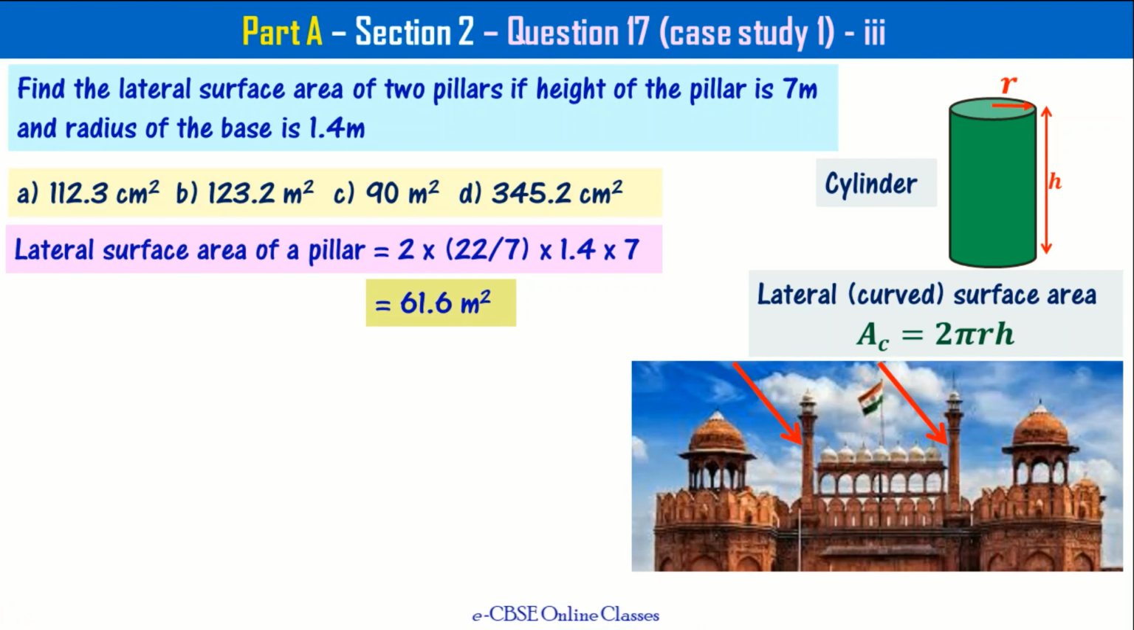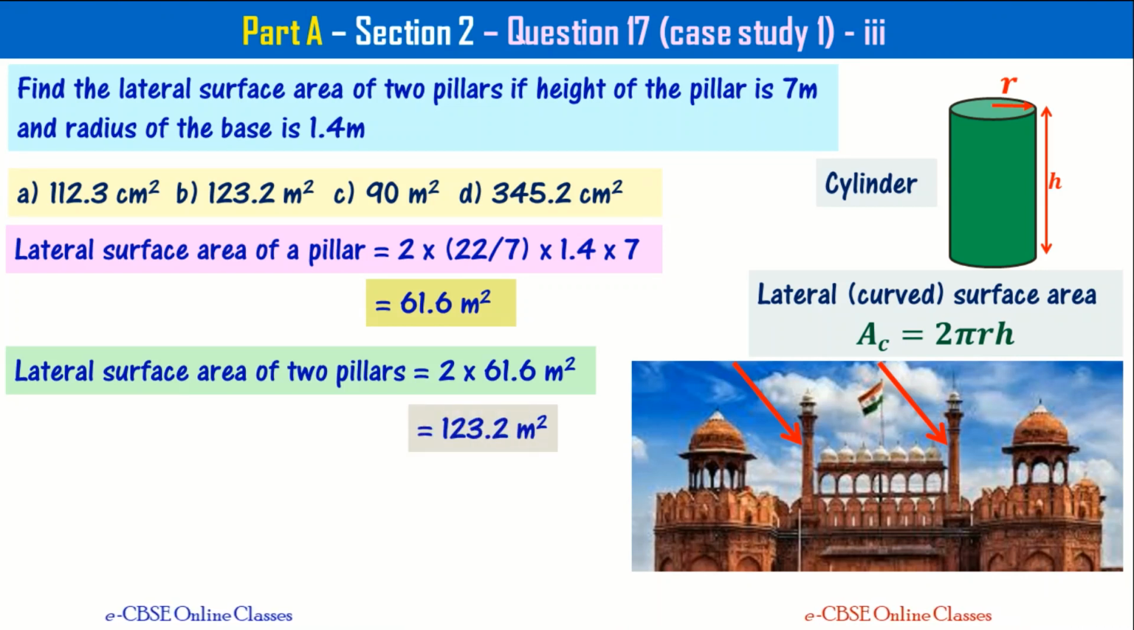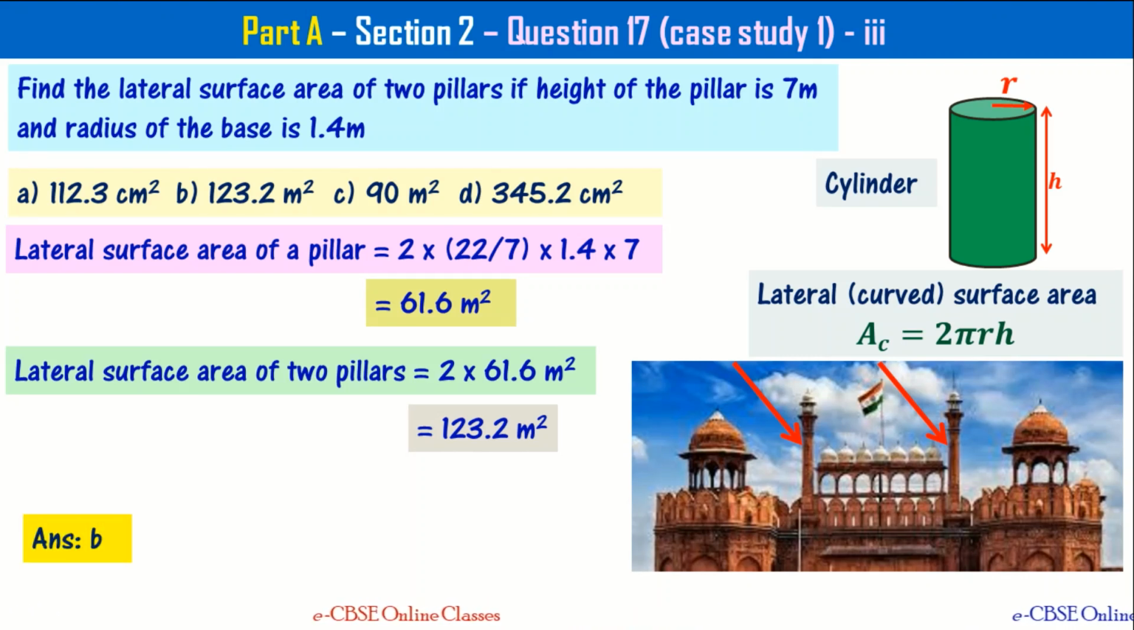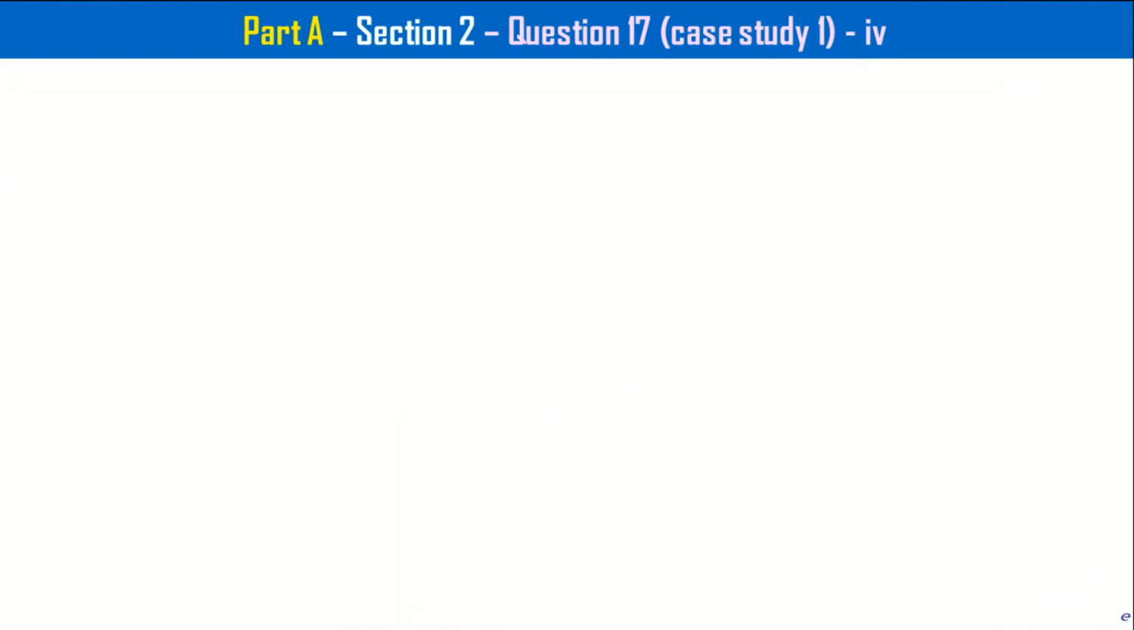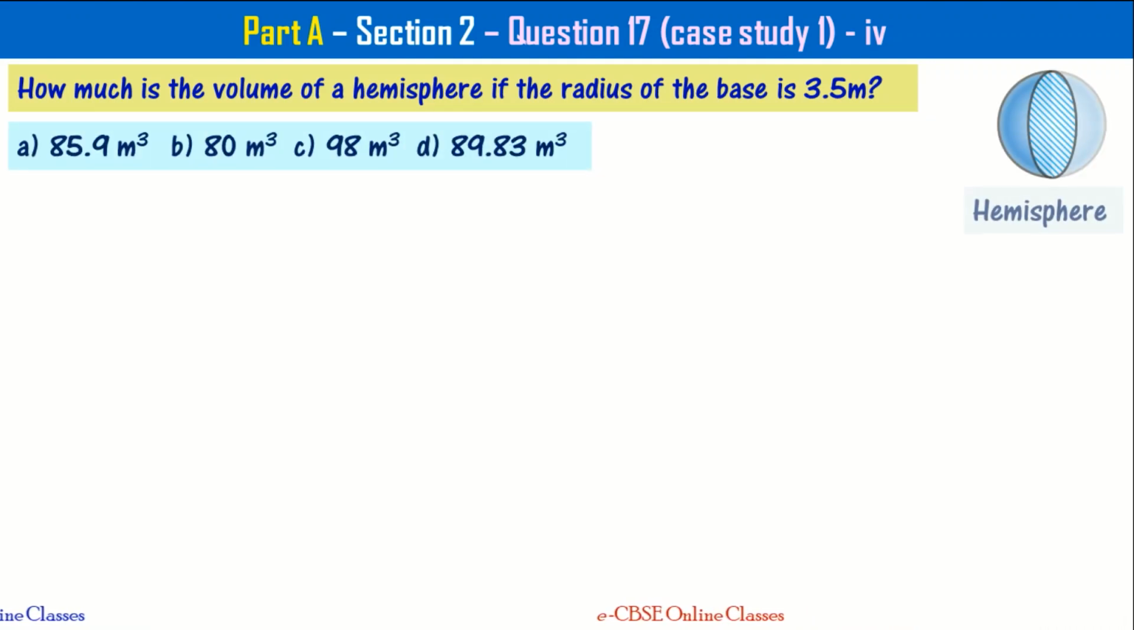But in the question we are asked to find the lateral surface area of two pillars. So simply multiply the answer with 2 so that you get the lateral surface area of two pillars equal to 123.2 meters square. So choice B is the answer. Let's go to subpart 4 of question number 17. How much is the volume of a hemisphere if the radius of the base is 3.5 meters is the question, and choices are given again.